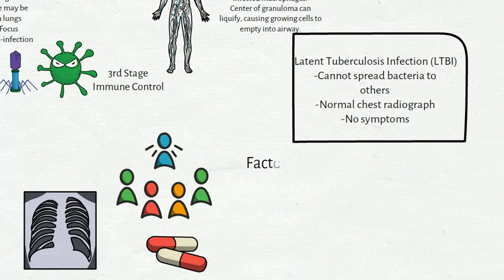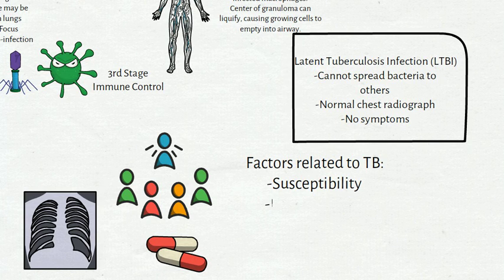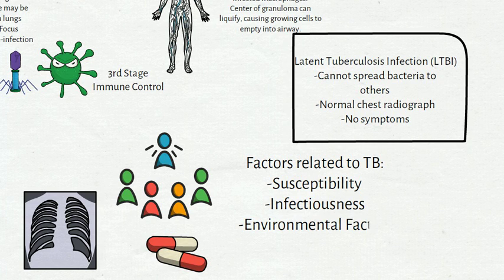There are several factors which determine the probability of transmission, which are susceptibility, the immune status of the exposed individual, infectiousness, which is determined by the number of TB bacteria that he or she expels into the air, environmental factors, and exposure, such as proximity, frequency, and duration.